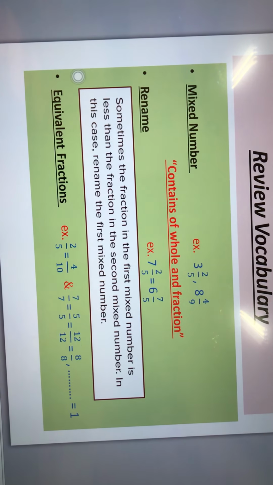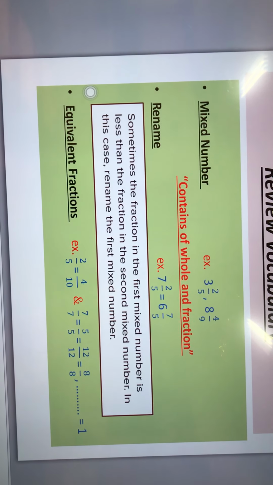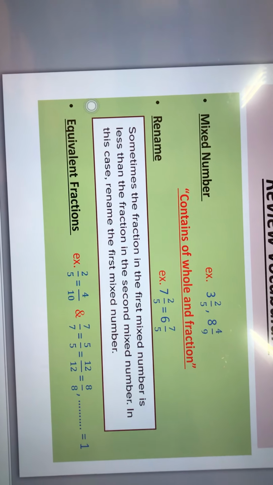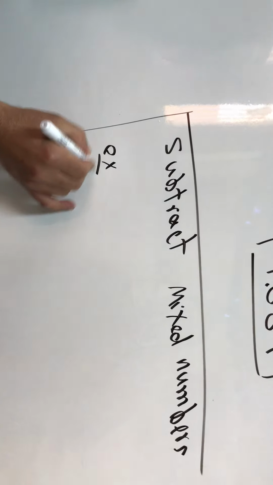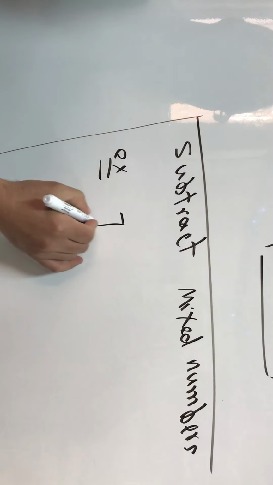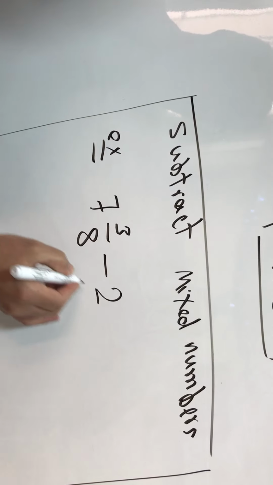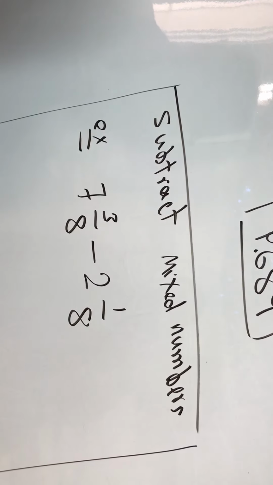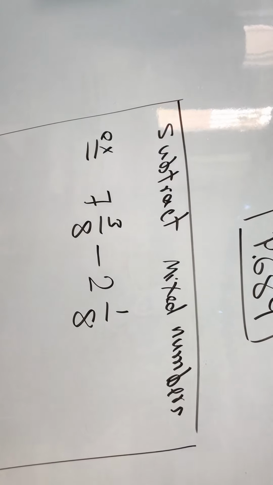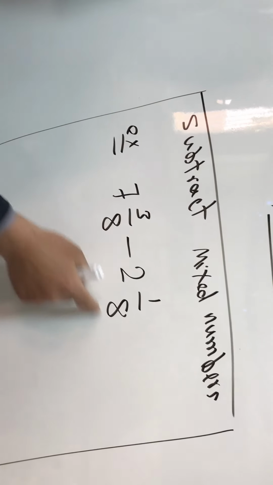Okay, now go back to the warm up. Please look here at the warm up: how to subtract a mixed number. Let me give an example to remind you what we studied before. For example, 7 and 3 out of 8 minus 2 and 1 out of 8. This is a mixed number minus a mixed number.